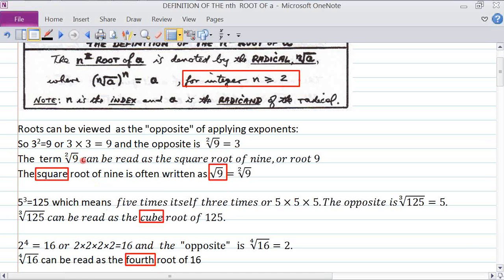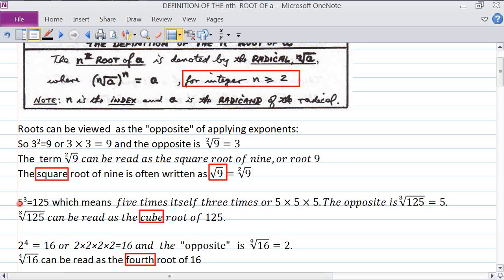The term square root of 9 can be read as the square root of 9 or root 9. When there's a little number 2 up here, we refer to it as a square root. We can also just say root 9. The square root of 9 is often written like this. When we write this, it's the same as this. We just don't put the little number 2 here, because it's implied. If there's not a number up here, it means we're talking about the number 2, a square root.